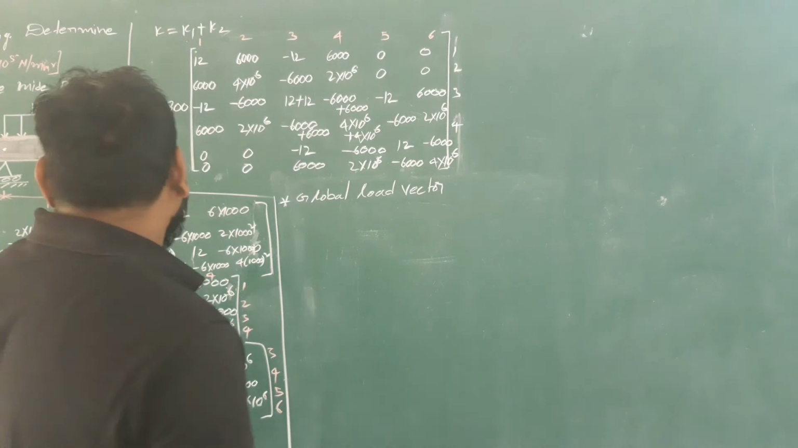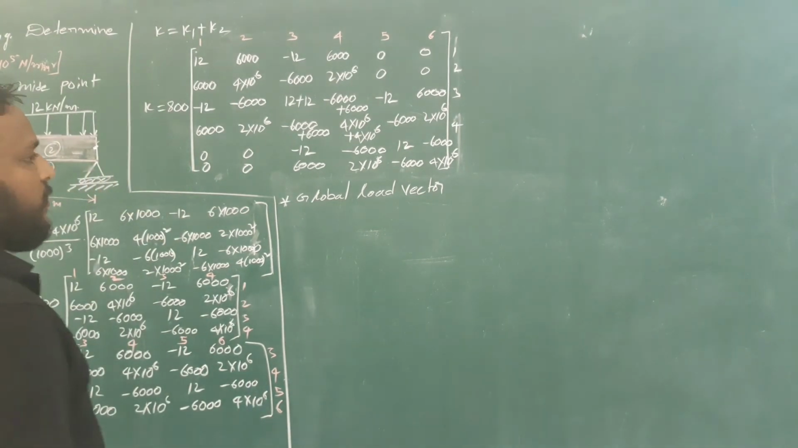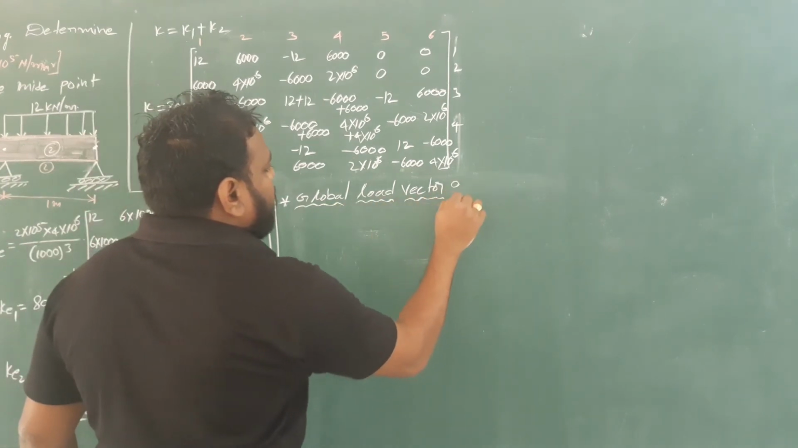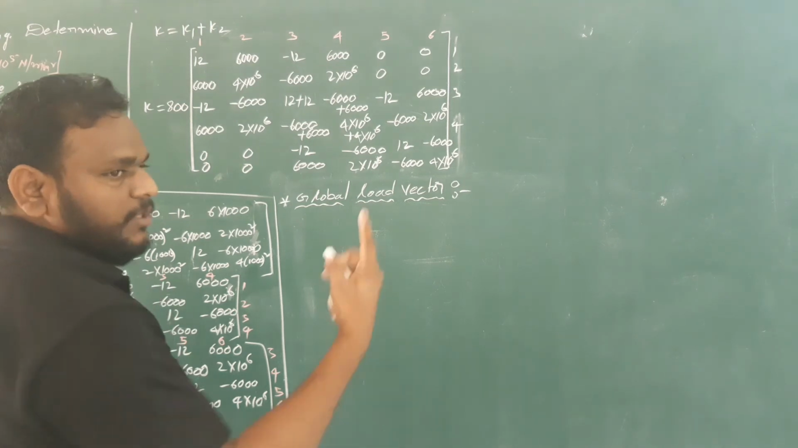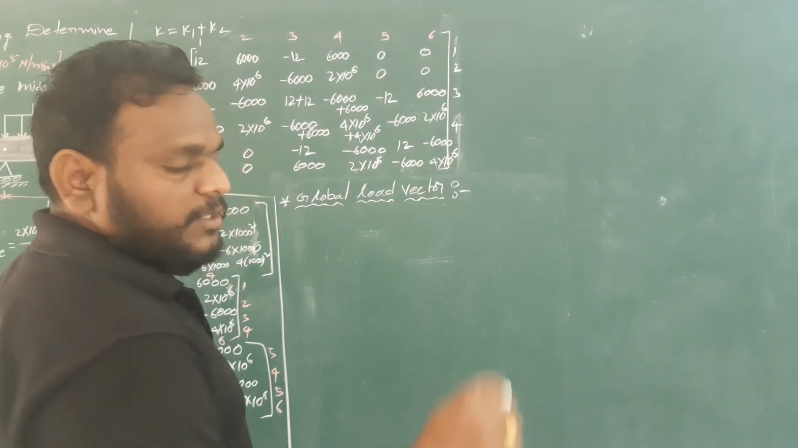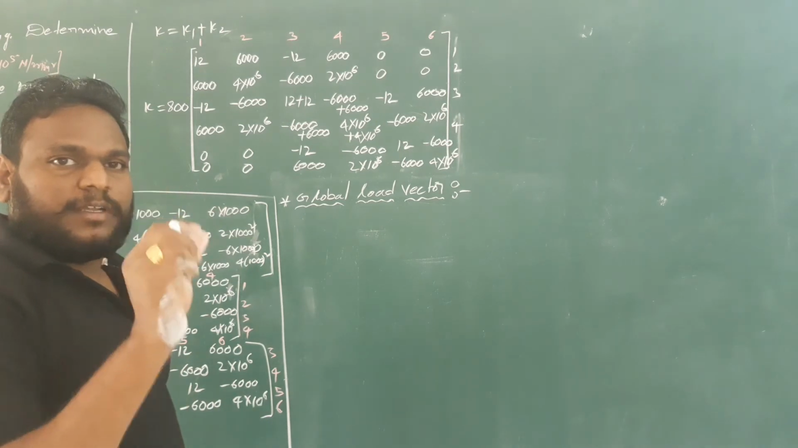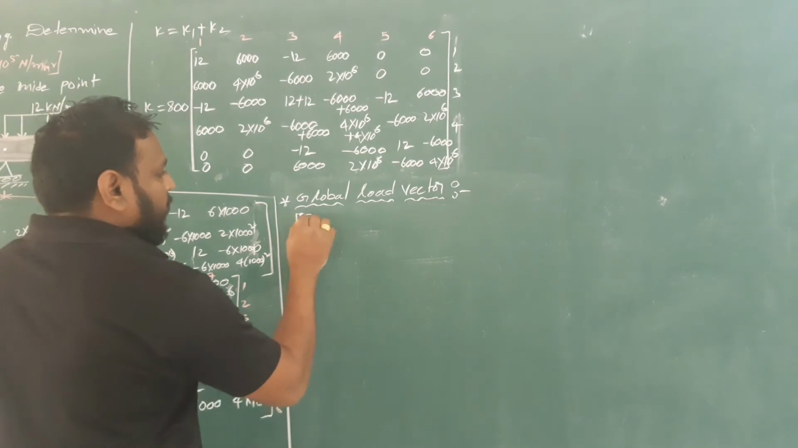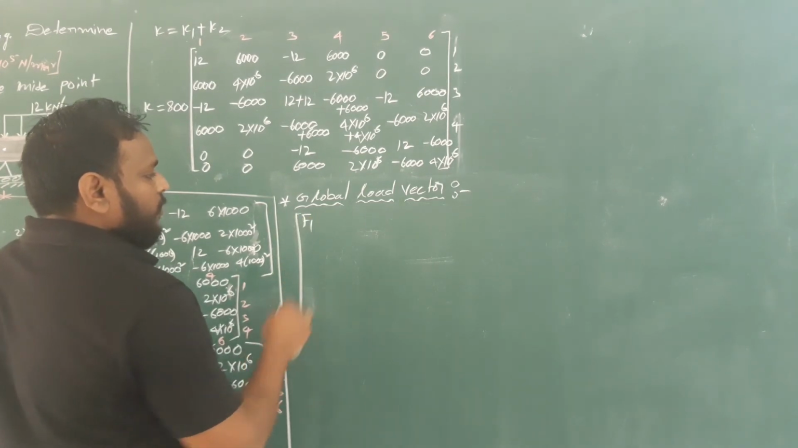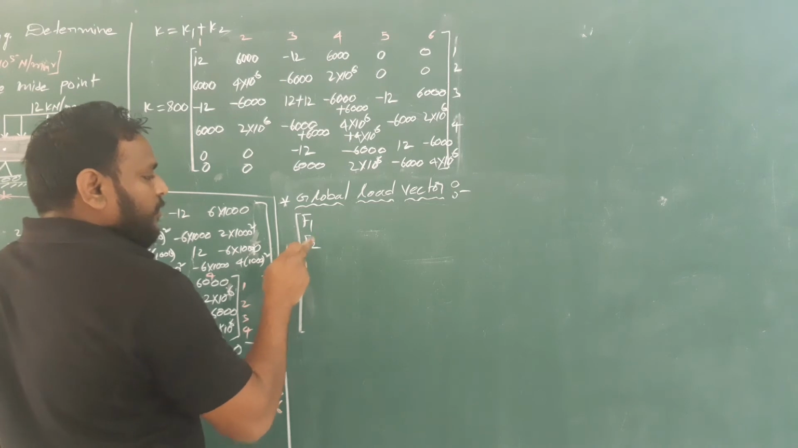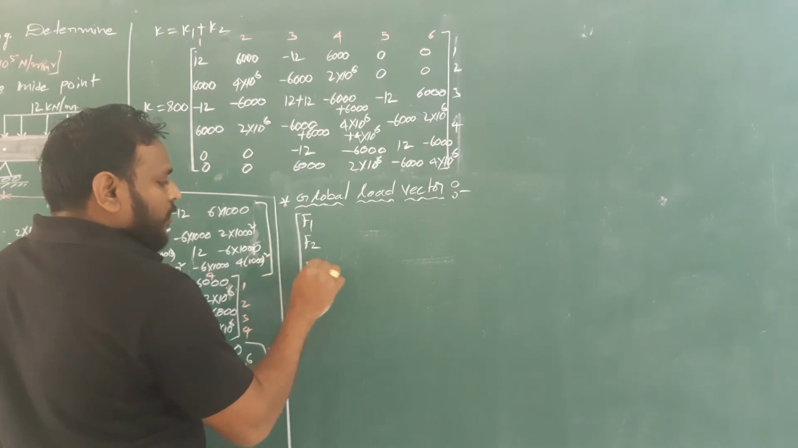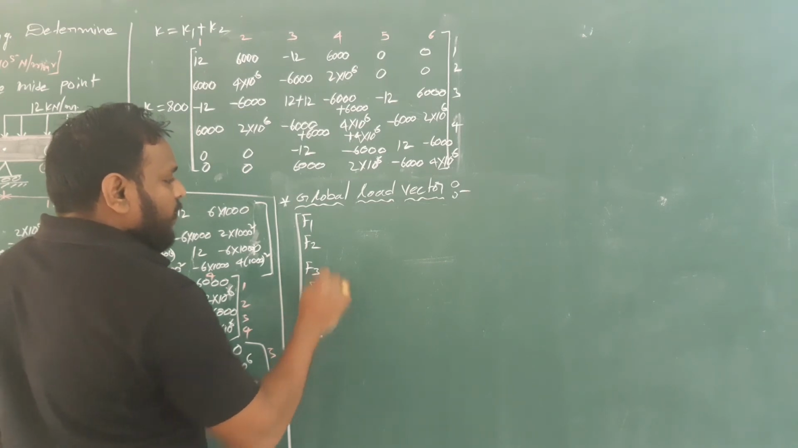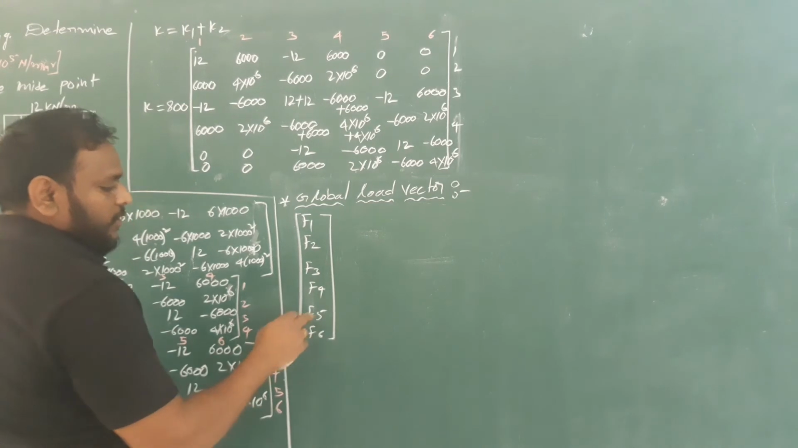Global load vector means each node has two displacements, and each displacement has a different load, that is, it consists of one force. So I will mention here: F1 is node 1 force, F2 is node 1 force, linear and angular, and F3, F4 is the second node, F5 and F6 is the third node.